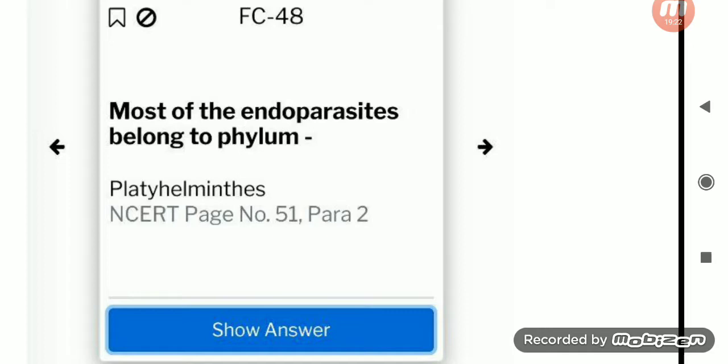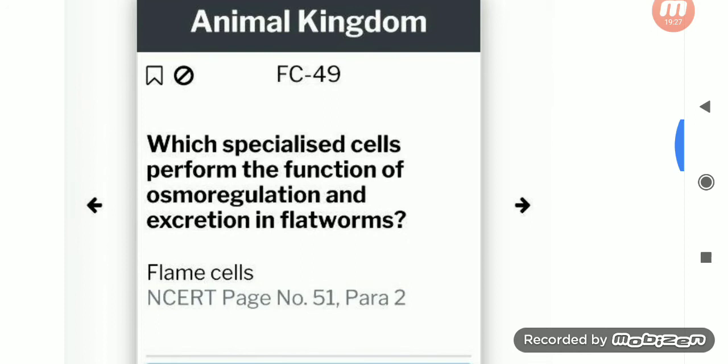Which specialized cells perform the function of osmoregulation and excretion in flatworms? Flame cells.